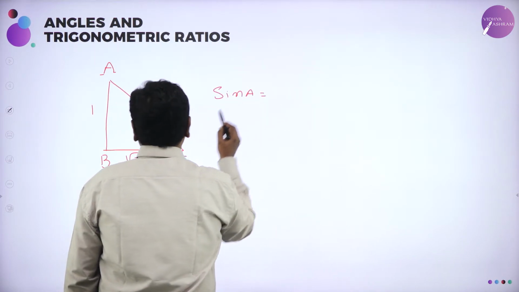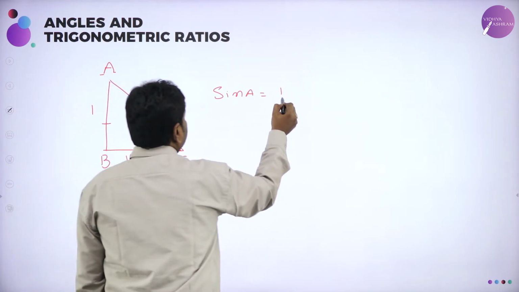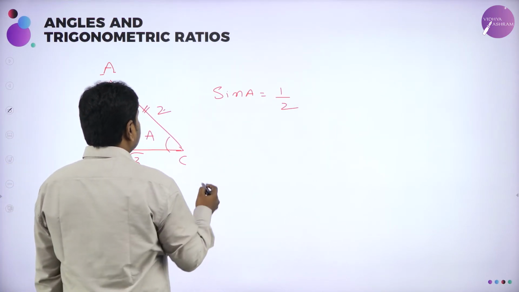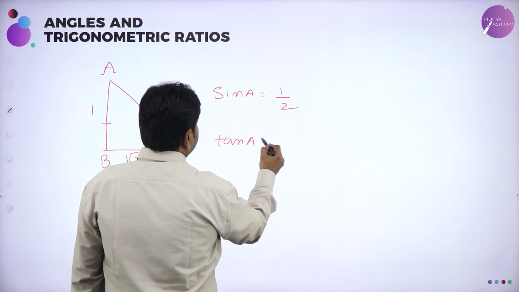Sine means what? Opposite side divided by hypotenuse. Opposite side is 1, hypotenuse is 2, so sin A is 1 by 2. And they want tan A. What is tan A, dear students? All of you know tan A is equal to what?